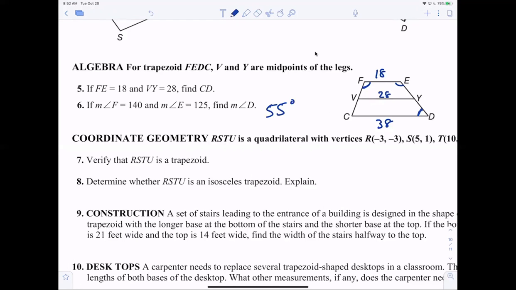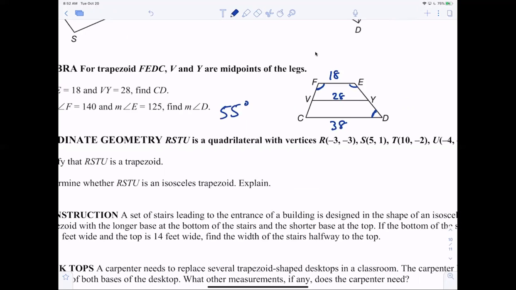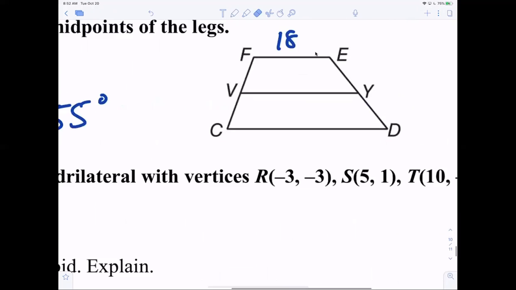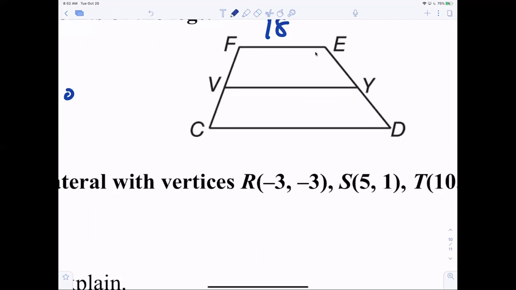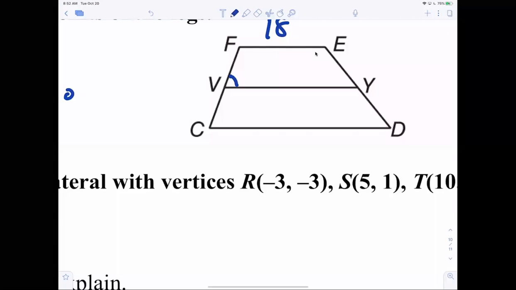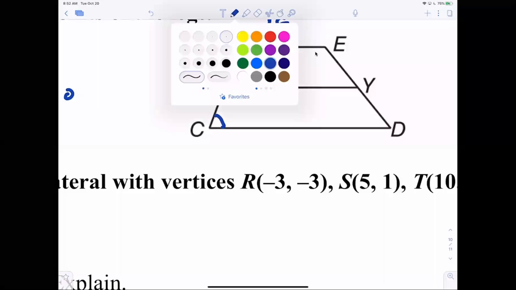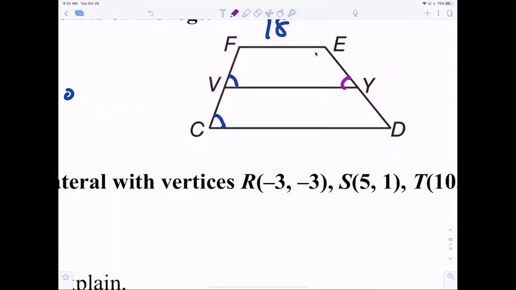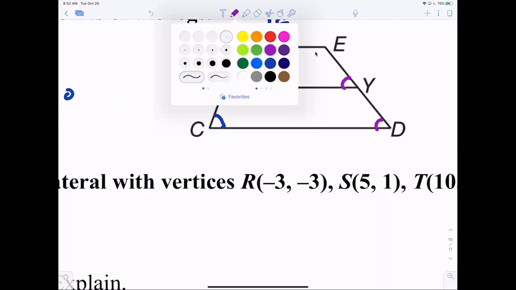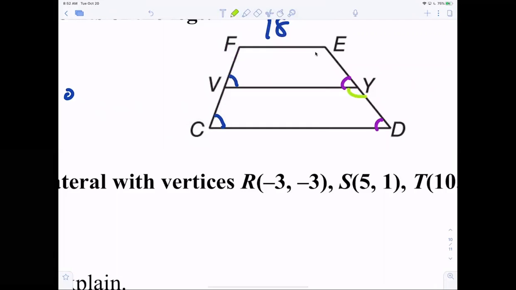Well, because, again, let's just review. All right, let's look at this. Because this is a trapezoid, I would want you to be able to tell me that this is equal to this, and this is equal to this. And I'd also want you to be able to tell me this is equal to this. Does everybody agree?